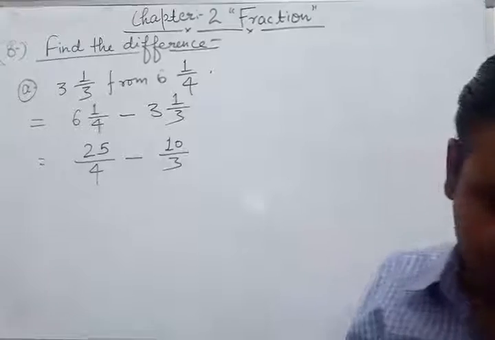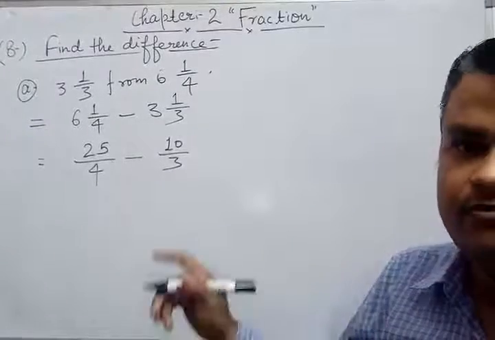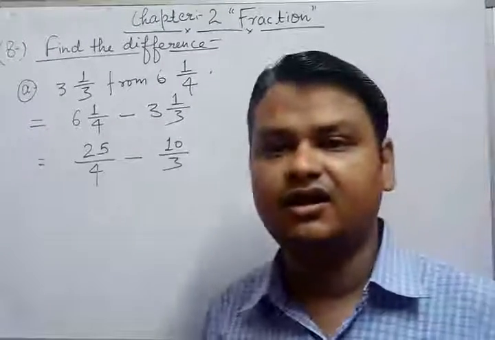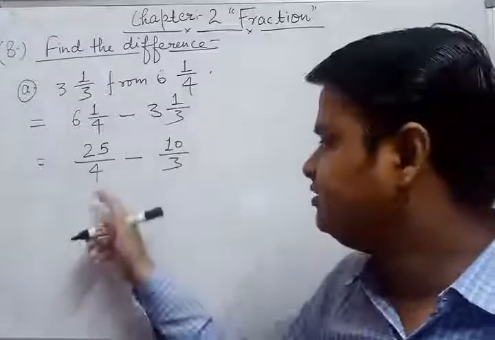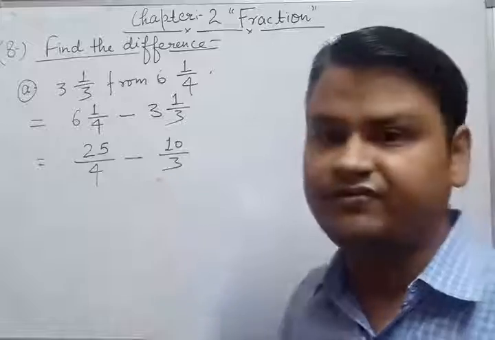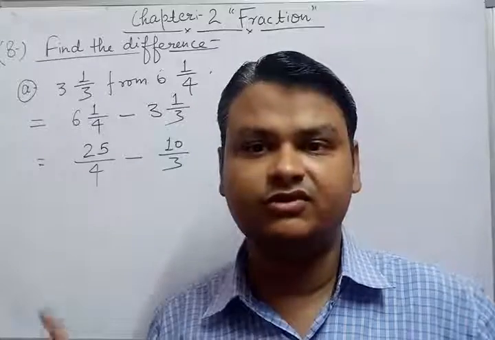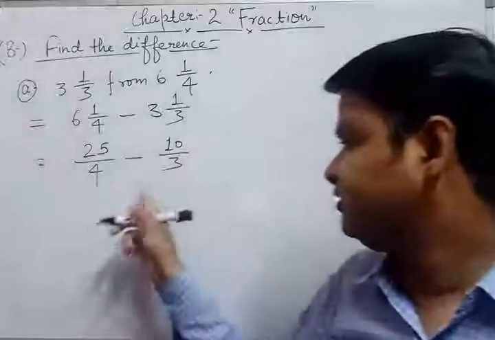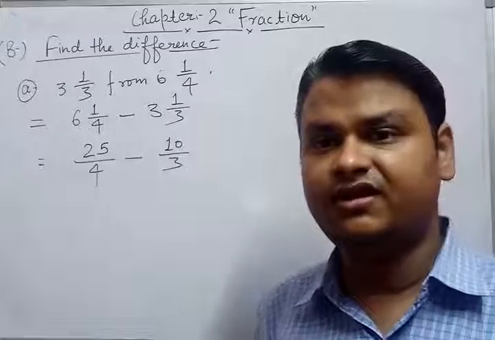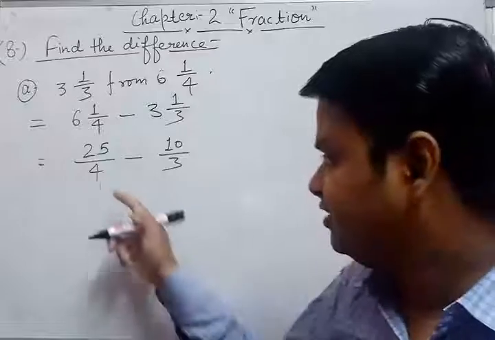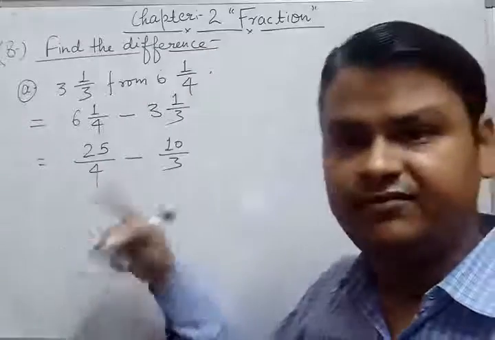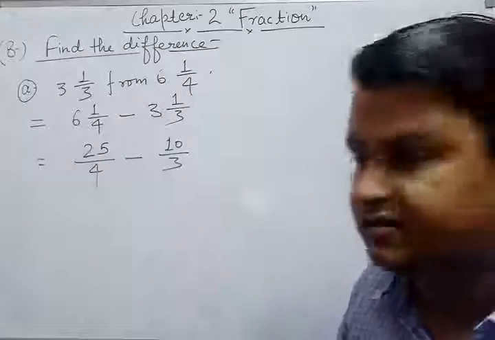Now the second step is you have to check whether both fractions are like or unlike. So both the fractions are unlike fractions, because the denominators are different. So we can say that both the fractions are unlike fractions. And first of all, you know what the next step is. First of all, you have to convert them into like fractions. After that, you have to find the subtraction.